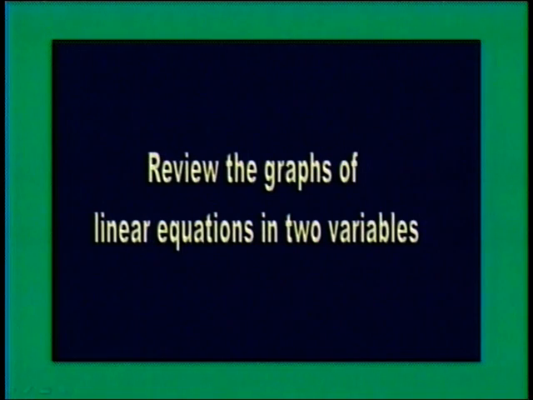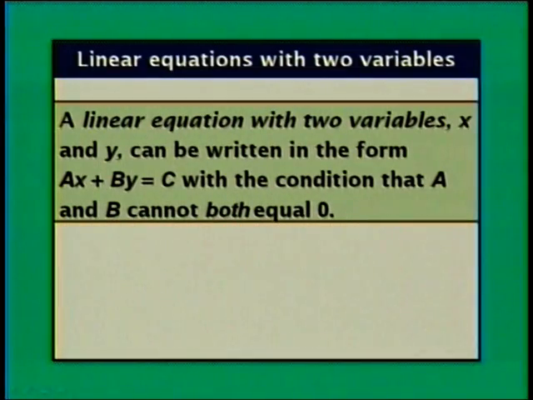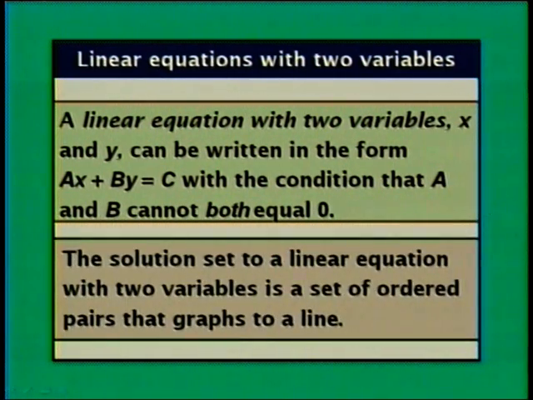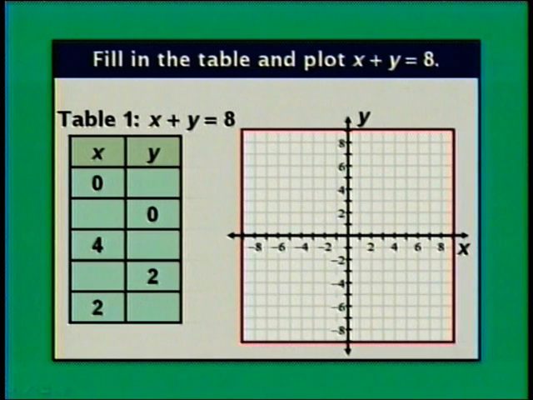So let's review the graphs of linear equations in two variables. Remember that a linear equation with two variables, x and y, can be written in the form ax plus by equals c, with the condition that a and b cannot both equal 0. Also remember the solution set to a linear equation with two variables is a set of ordered pairs that graphs to a line. So let's fill in the table and plot x plus y equals 8. By looking at the graph of a linear equation, hopefully we'll get grounded back into the fact that when we're working with an equation in two variables, we get ordered pairs, and in the case of a linear equation, those ordered pairs graph to a line.